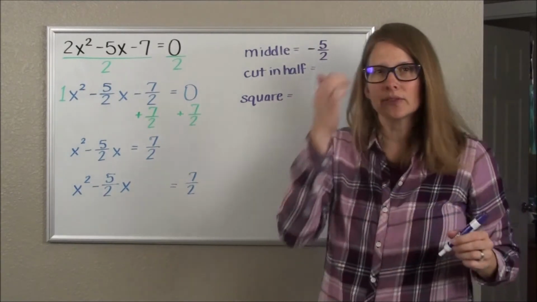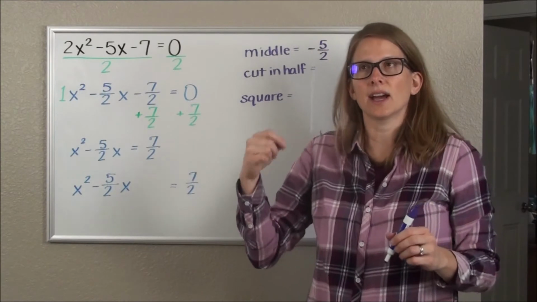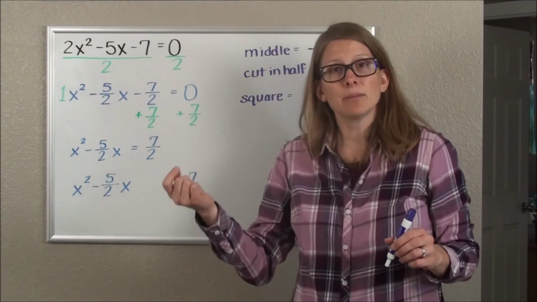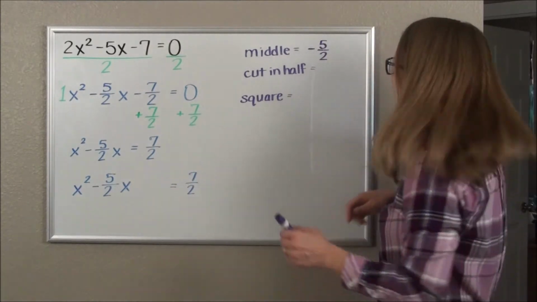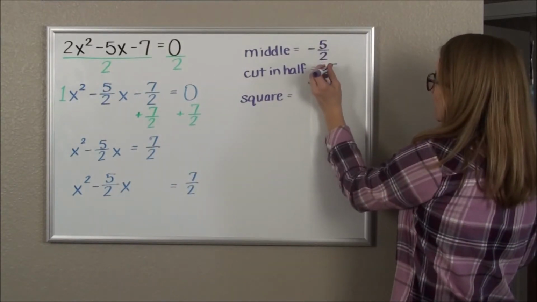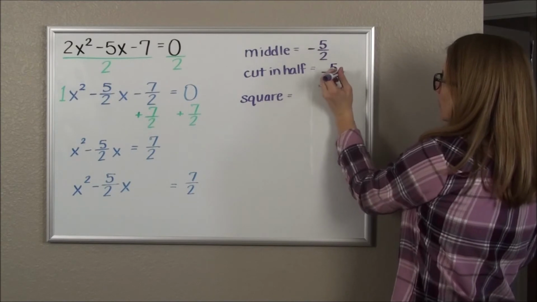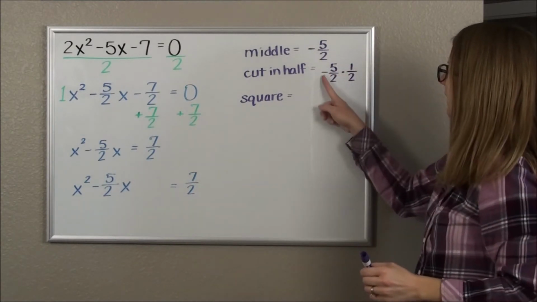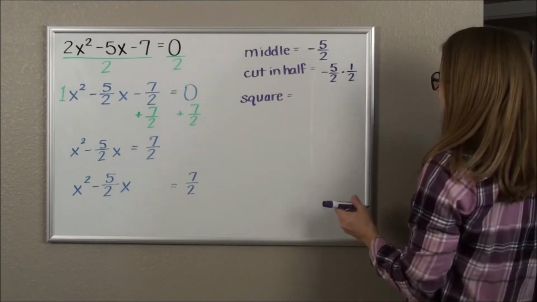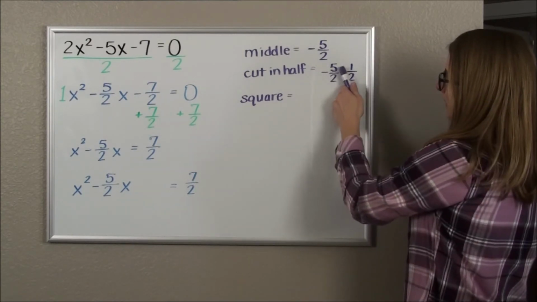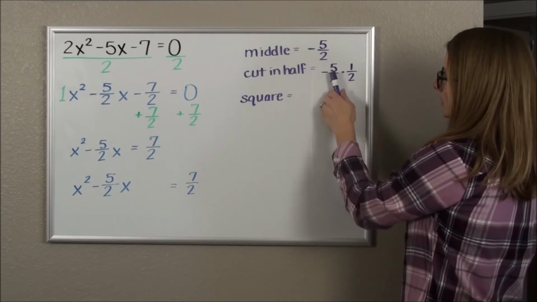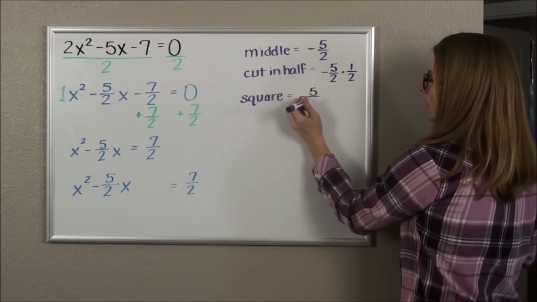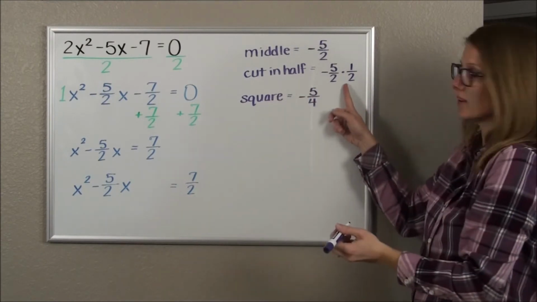So there's a couple different ways you can view that. You can think cutting in half means dividing by 2. Or instead of saying divide by 2, you can just multiply by a half. And so imagine taking that negative 5/2 and multiplying it by a half, actually cutting it in half. I would get negative times positive is negative. Upstairs, 5 times 1 is 5, and downstairs 2 times 2 is 4. So I would get negative 5/4 is my cut in half number.